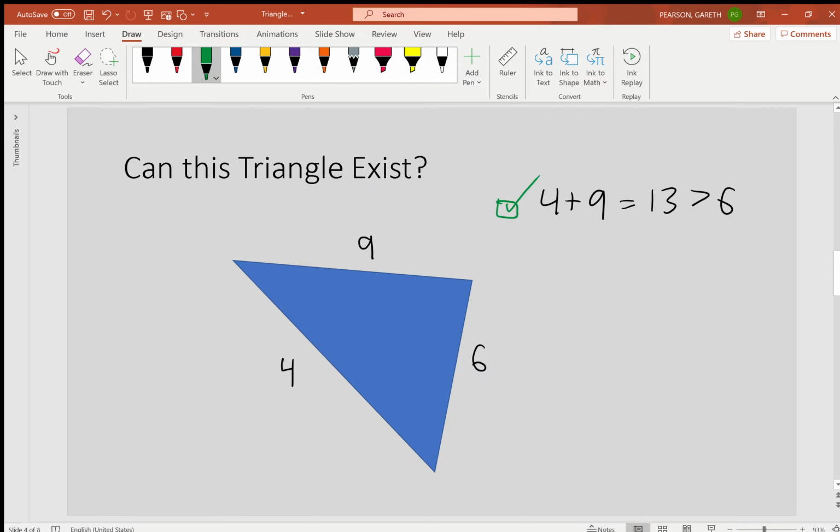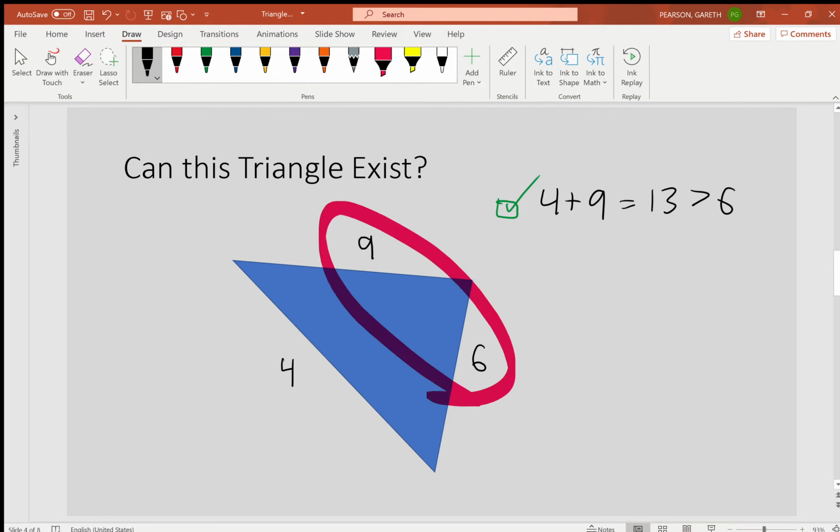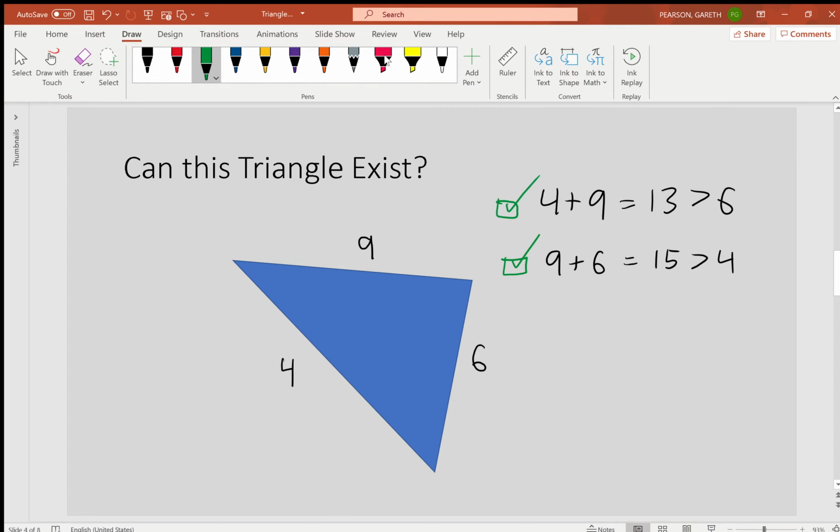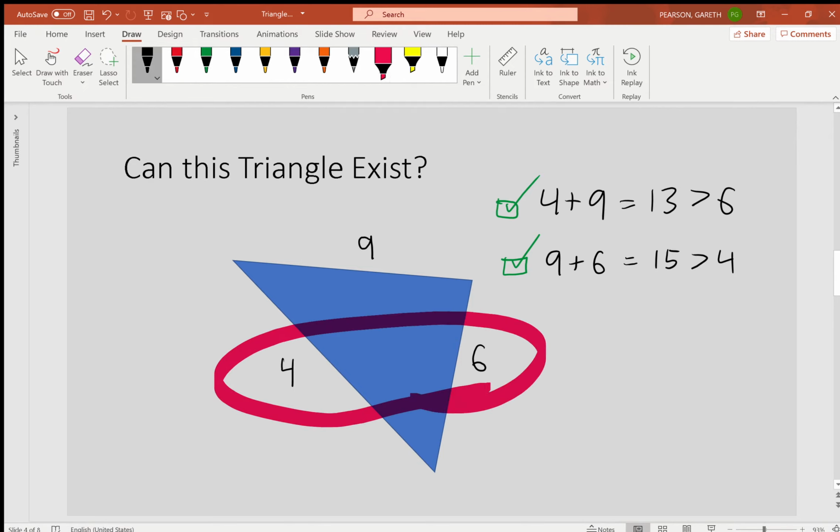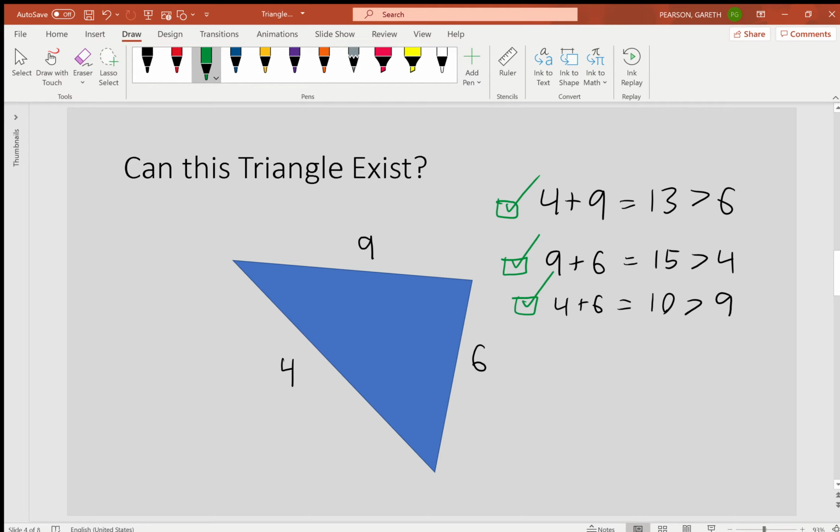Let's do now 9 plus 6. So let's work 9 plus 6, which equals 15. And 15 is bigger than the remaining side of 4. So far, this works out. Now let's check it with the last pair of sides we have to add up. So we're going to add up 4 plus 6. 4 plus 6 equals 10, which is bigger than 9. Yay, this triangle works. That's all there is to it. We're just finding out if these triangles are legit, if they can exist.